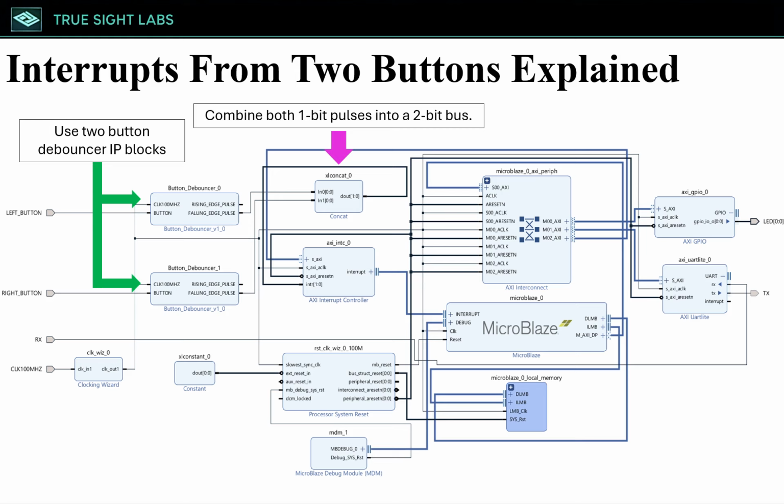The first change is that we must use two Button Debouncer IP blocks. The second change is that we must add in a Concat block.